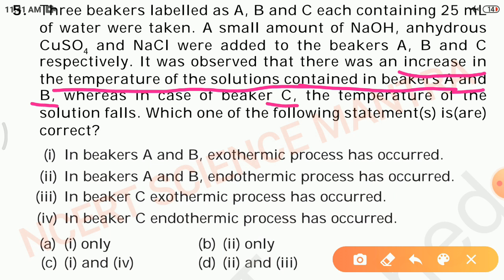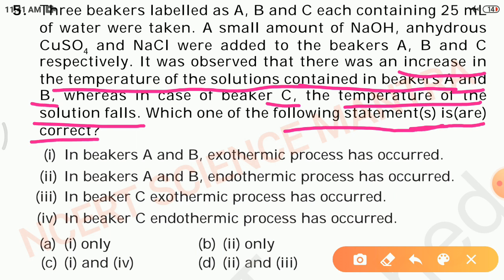Whereas in beaker C, the temperature of the solution falls. Temperature of the solution falls means the heat is absorbed and this is an endothermic process. So we can make the conclusion that in beakers A and B there is an exothermic process and in beaker C there is an endothermic process. Now what is the question saying? Which one of the following statement or statements is or are correct? That we have to find out.